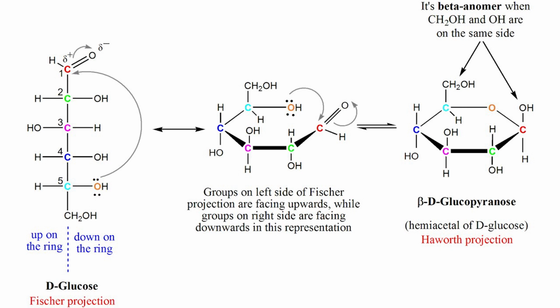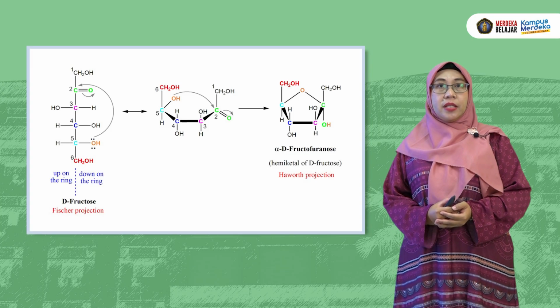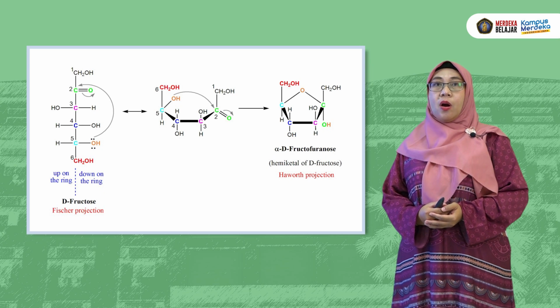Beta anomer is when CH2OH and OH are on the same side, or when the OH group points up. The sugar is now called beta D-glucopyranose, since it has a 6-member ring. The ring structure here is called Haworth projection. This is the hemiketal formation or cyclization in D-fructose.